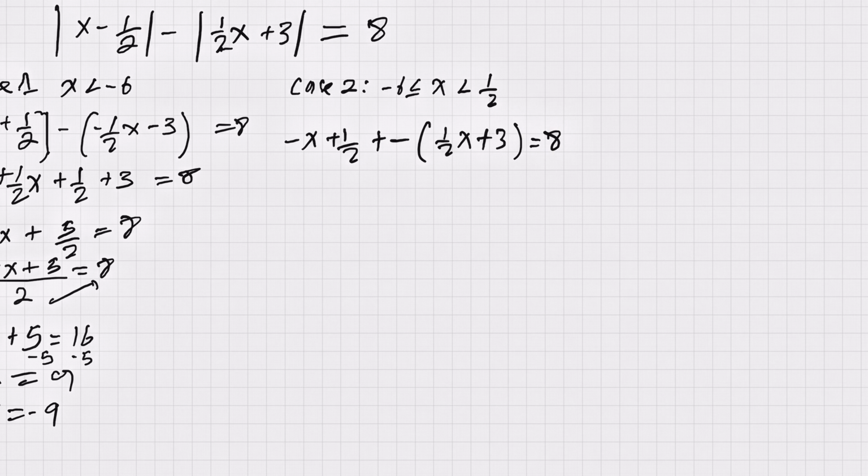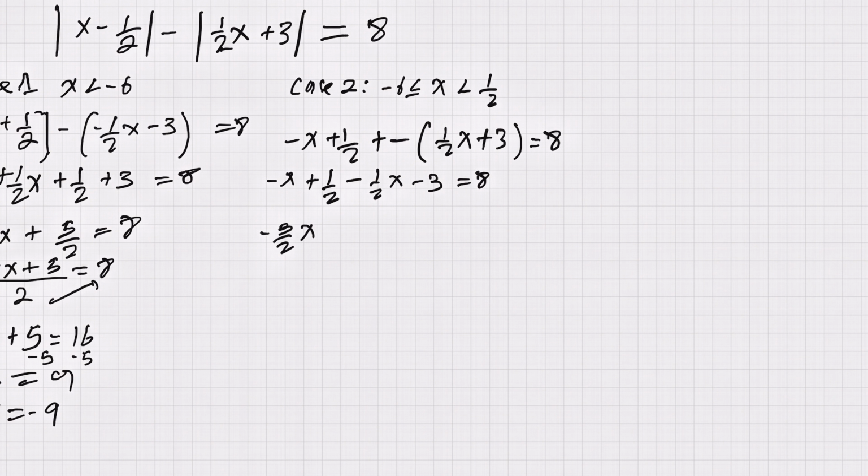So now let's look at this. Let's simplify. Minus x plus a half, and all of that will be negative 3, equal to 8. So let's see what happens here. Negative x minus half x will give you what? That is 1.5, which is 3 over 2 x. Negative 3 over 2 x.